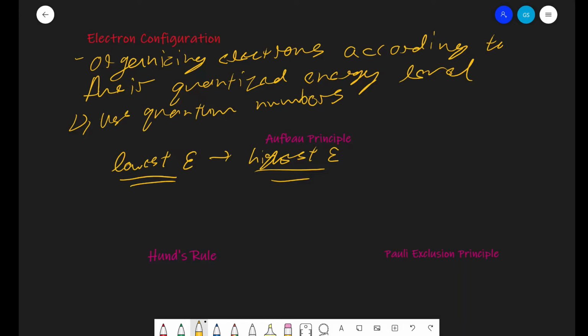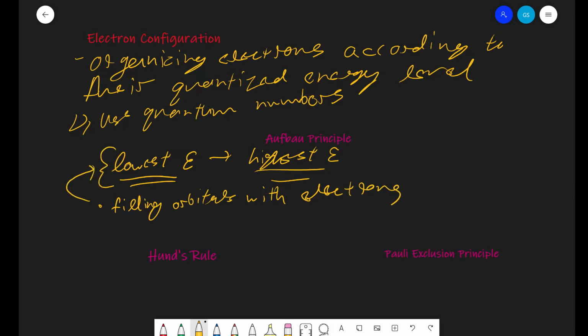So I can write that down here, or I can just say a notation, filling orbitals with electrons. So what would that look like visually? In the next video, I'll be showing energy or orbital level diagrams, but in this video, I'm just going to show how to write.